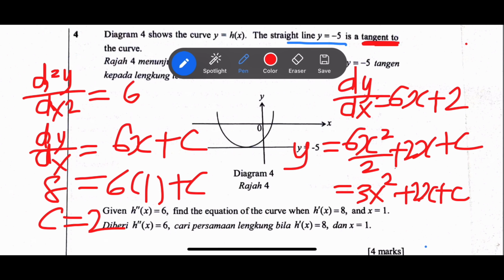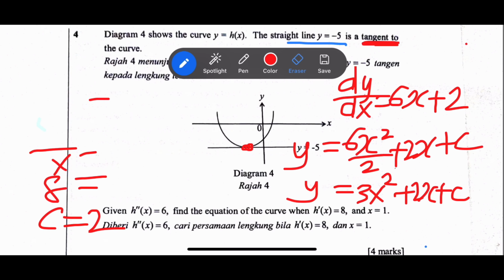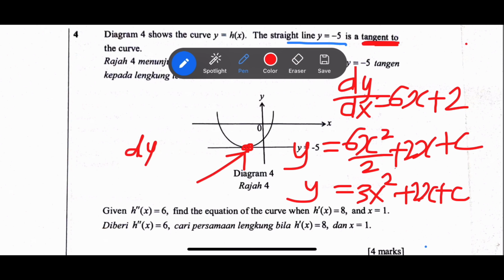By looking at the point, the turning point, which is negative 5, we have to find the c, which is actually we need the x and y. But we actually got the y only, which is negative 5. So how to find the x? The concept now is at the turning point, dy/dx must be 0. Remember, this is a very important concept. Whenever you want to find the turning point, you must let dy/dx equal to 0. When you let the dy/dx equal to 0, then only you can find the x. Clear?